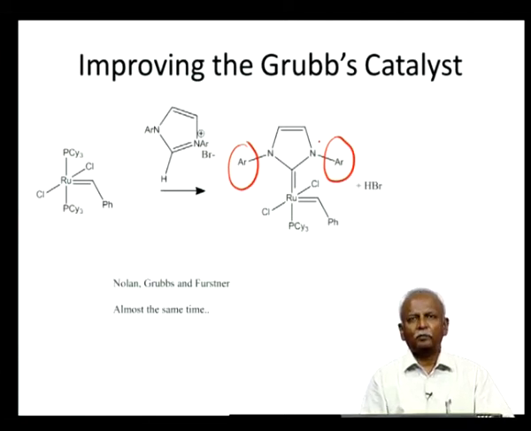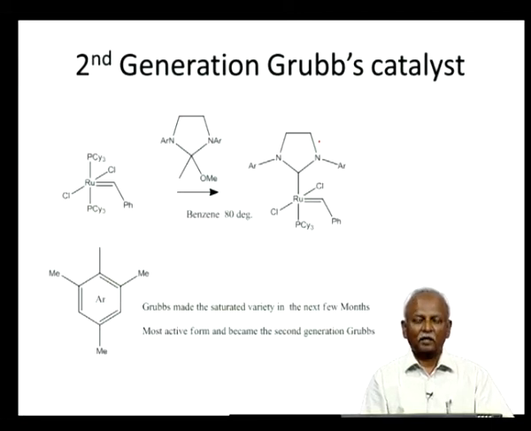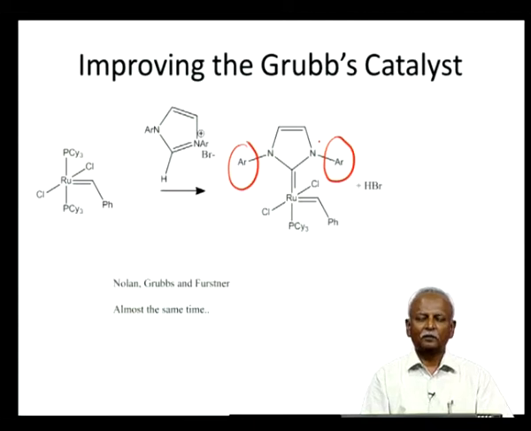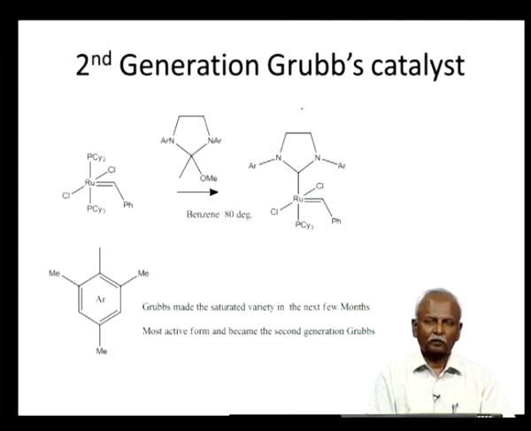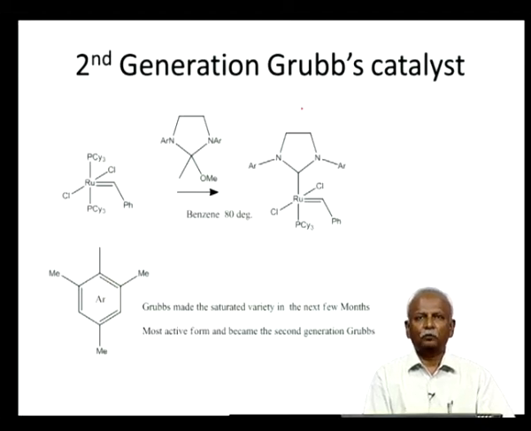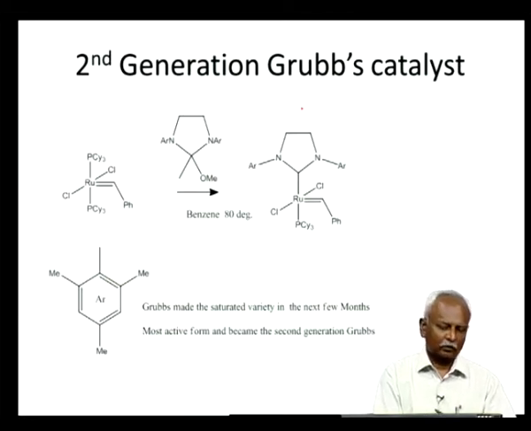Now, all three of them published this about the same time, but following this initial result, Grubbs showed that if you replace the unsaturated N-heterocyclic carbene in the present system with a saturated variety of N-heterocyclic carbene, then it turns out that the reaction is much better, and the variety that Grubbs made actually had simple methyl groups to protect the aryl, to give steric protection to the ruthenium, and you have a stable ruthenium complex.